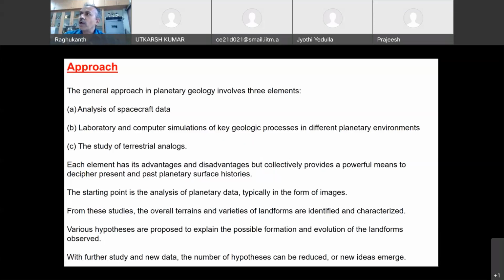And of course, in future, they may send more missions and you may get more data also. Then of course, new ideas may emerge, or maybe your hypothesis may prove to be correct also. Okay, so you have to keep this in mind in planetary geology.